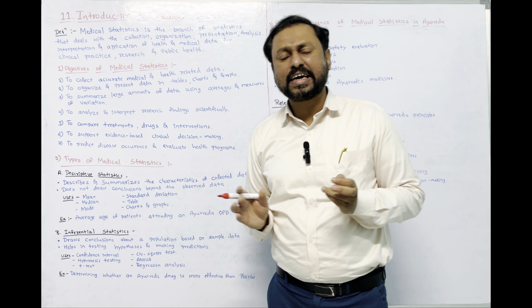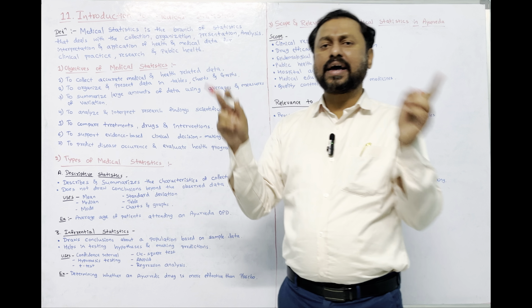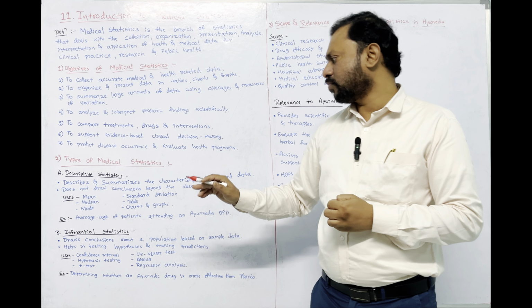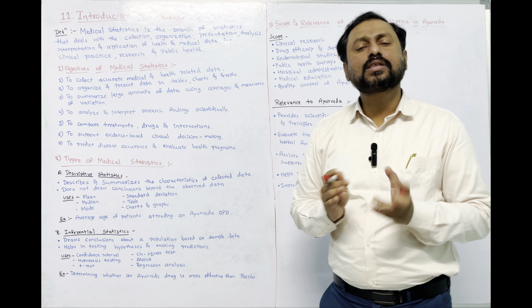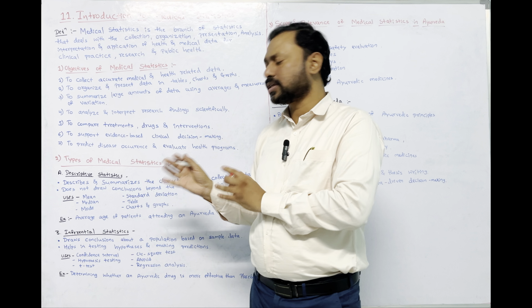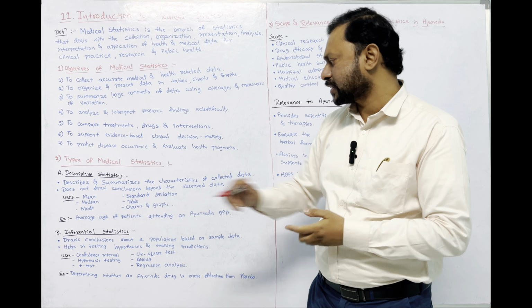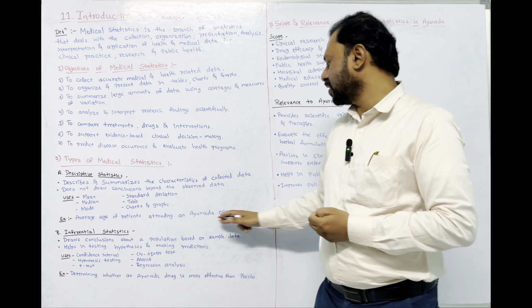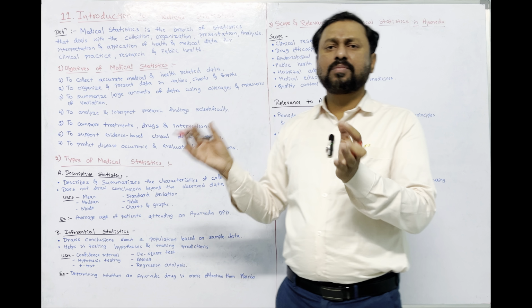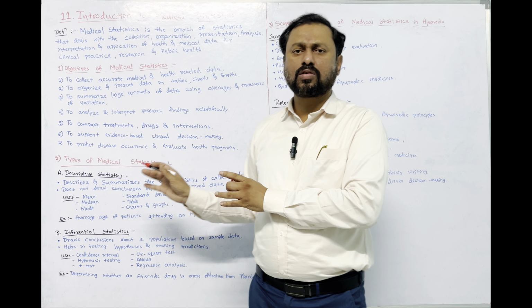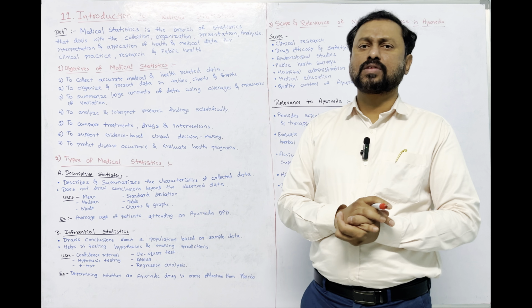Table form, whatever the data we have collected, we have to arrange in table form, chart form, graph form. This is about describing the statistical data. This is the descriptive statistic. We can take the average, for example, the average age of the patients attending the Ayurvedic OPD, or how many patients attend on average. This is about the examples of the descriptive statistic.